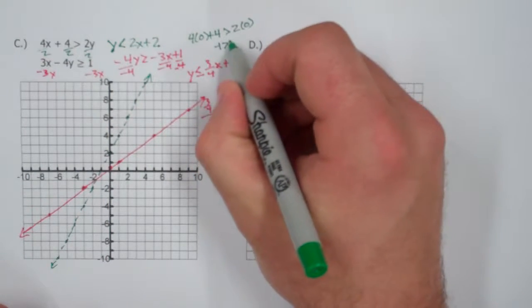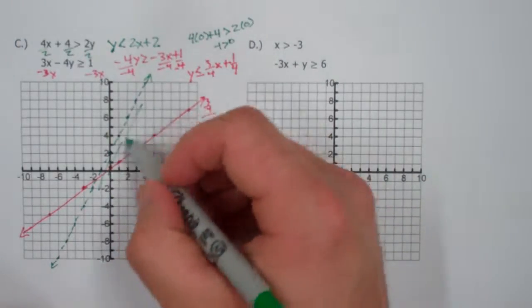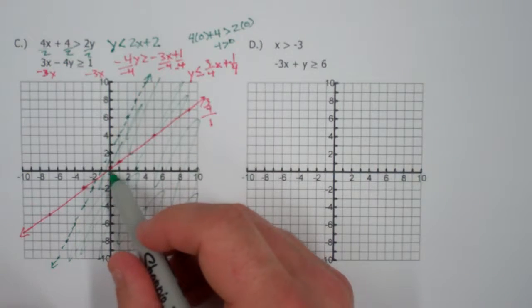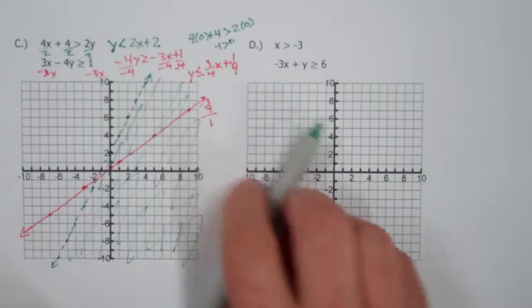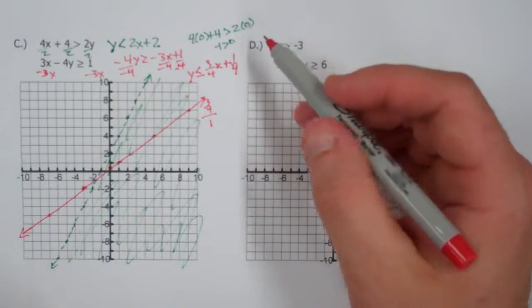So we've got 4 is greater than 0. Well, that is true, so we will shade towards the origin. I'm just going to do it a little bit lightly. Right here is the origin, that's the point we tested. It made the inequality true, so everything on that side of the line will make the inequality true. We'll shade over it.